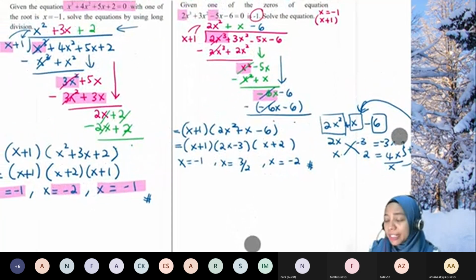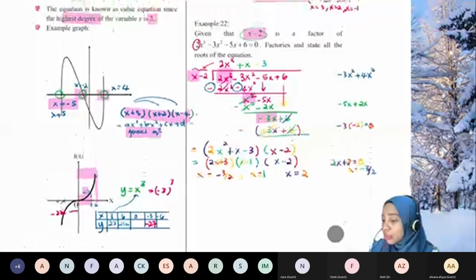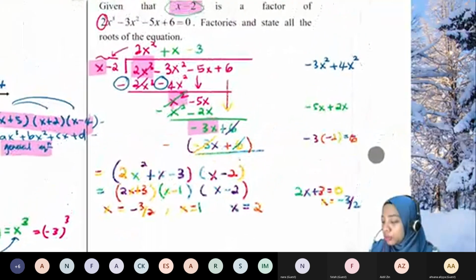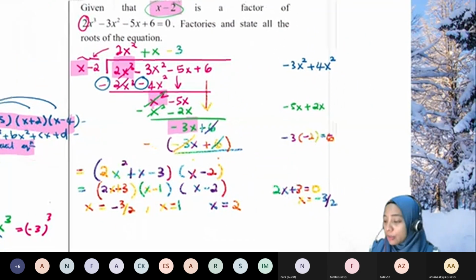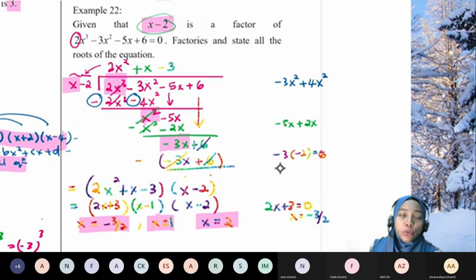Alright, I really hope it's clear to you. That's why I want you to do it yourself for example 22. You boleh ambil dulu jawapan. Okay, ini jawapan dia, you boleh check. Tulis dulu dekat kertas you, nota you. X equals to -3 over 2, x equals to 1, x equals to 2. Okay, ready with your notes. At the end of the session, I minta you tunjuk semua orang notes you.